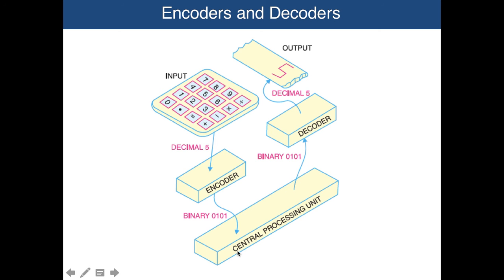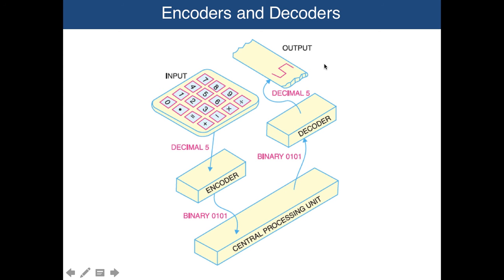And the digital circuit can do the processing here, and again it gives the binary form 0101. This decoder will convert this binary 0101 into the decimal 5, the output.